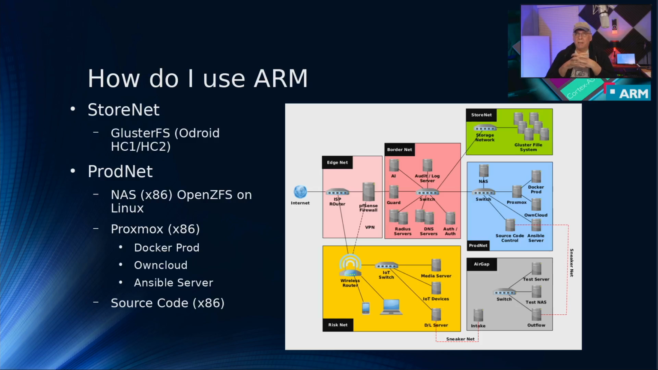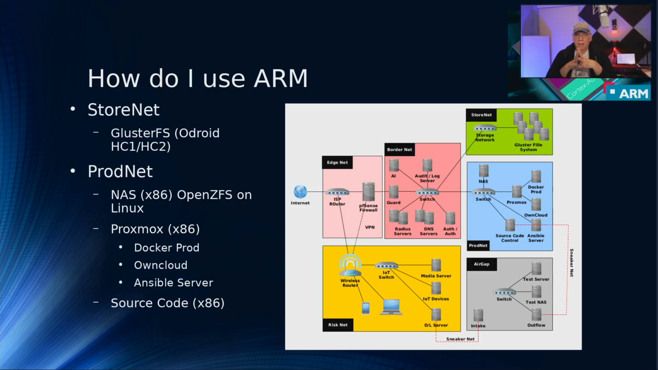StoreNet is GlusterFS. Now that is running on Odroid HC1, HC2. You probably know that I've talked about those before. I don't know if I'm going to move to the HC4 or not. I mean, they're working fine. They do a great job for what I want, and so I'm just going to leave it there. Prodnet, the NAS, I have moved that off of FreeBSD. It is officially on OpenZFS 2.0 on Linux, so it is running over there.